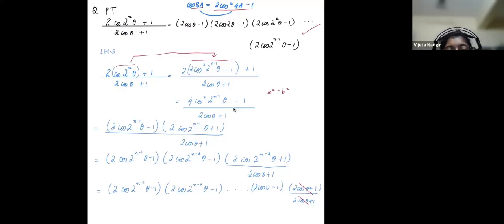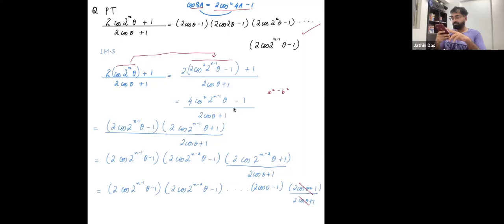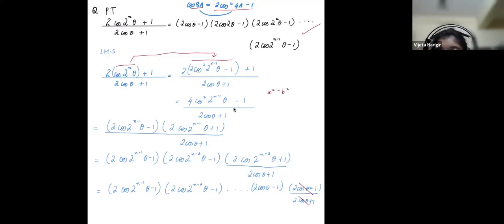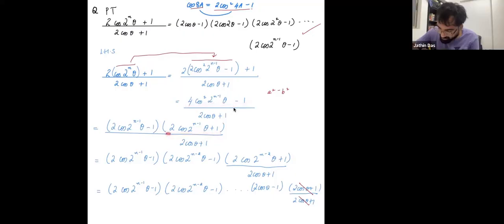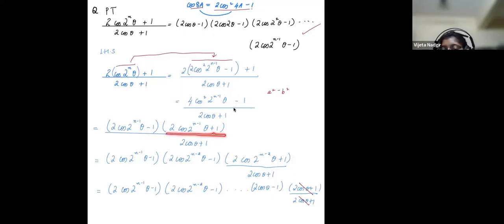So doubt. 1 second. हाँ. So in that 2 cos 2 raised to n minus 1 theta plus 1, how will you get that as... Which one? This one. No, below that. This. So how will I get that as 2 cos 2 raised to n minus 2 theta minus 1? Now you will tell me.